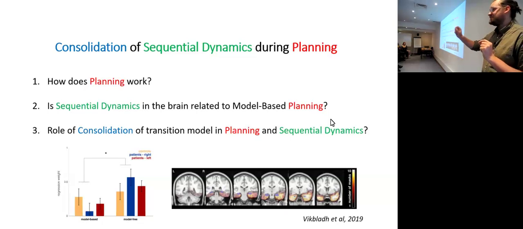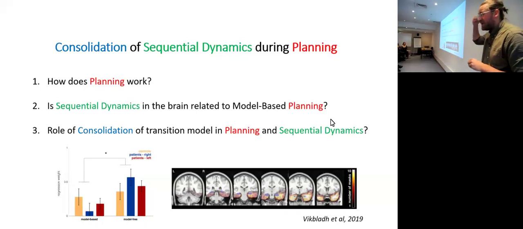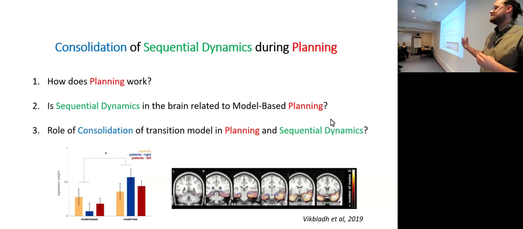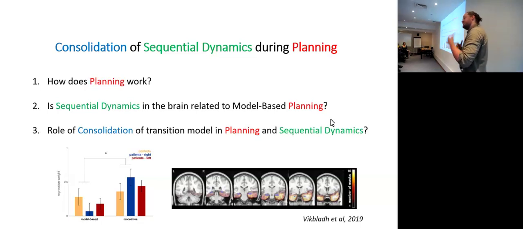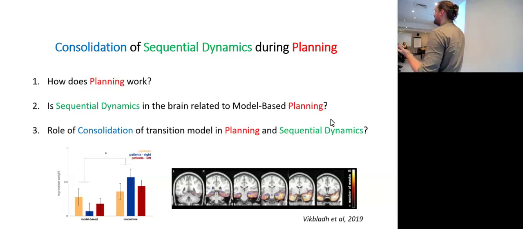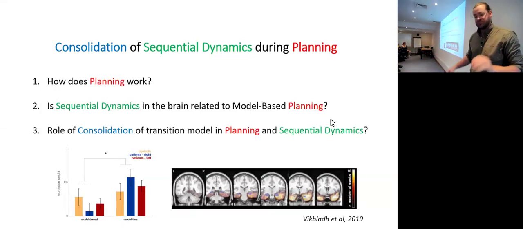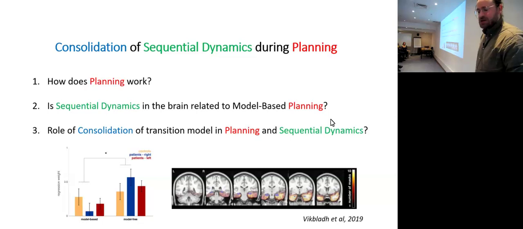and showed that specifically the size of damage to the right hippocampus correlates with these patients' ability to do planning. If they have more damage to the right hippocampus, they are biased towards a more model-free or more habitual strategy. So that was what I did.